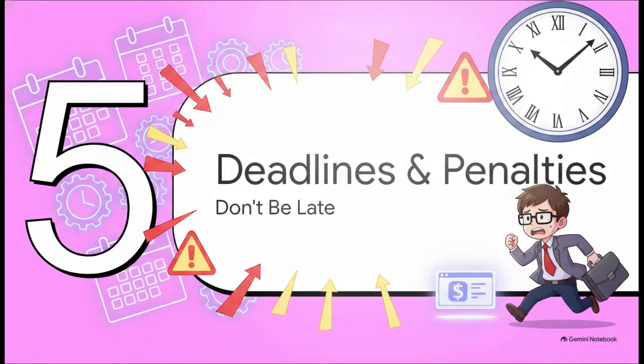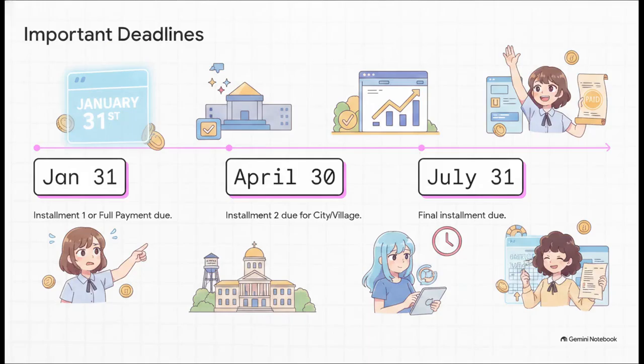All right, Section 5, Deadlines and Late Penalties. Understanding these dates is hands down the most critical part of managing your property taxes. For almost everyone, January 31st is the magic date. Whether you're paying the whole thing off at once or just making that first installment, it has to be finalized by January 31st.